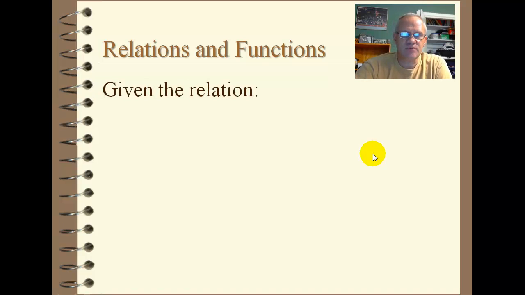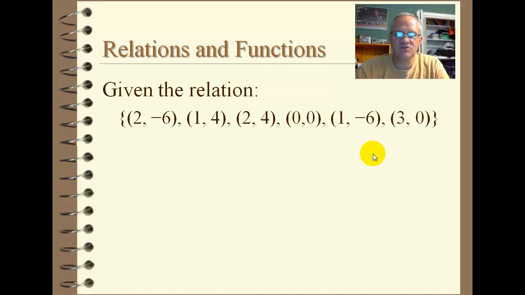Alright, so here's an example. Here we're given this relation. This is a set of ordered pairs. You notice we've got over here, we've got 2, 6. That's an x and a y. So that's a set of x and y. All of these are combinations of x and y. So altogether, this is a relation.